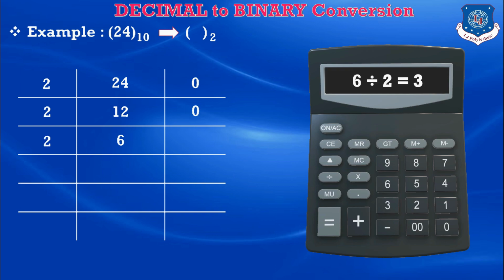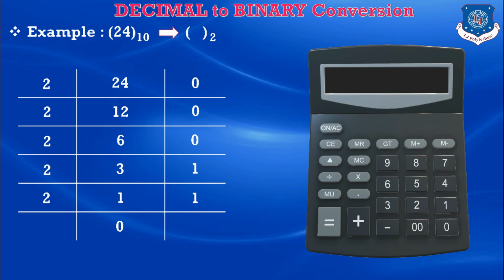Now 6 divided by 2 gives the answer 3. 3 is written as a quotient and the remainder is again 0. Now 3 is divided by 2, then we get 1.5. Here 1 becomes the quotient and 0.5 is multiplied by 2, then we get the remainder 1. Now 1 is divided by 2, then we get 0.5. Here 0 is written as the quotient and 0.5 is multiplied by 2, then we get 1 as the remainder.